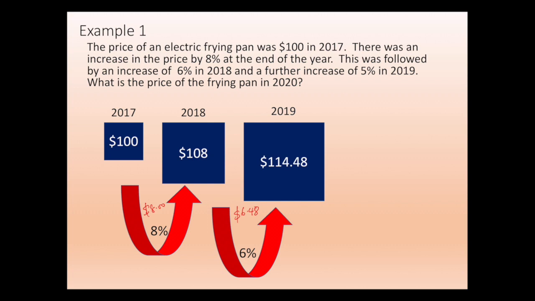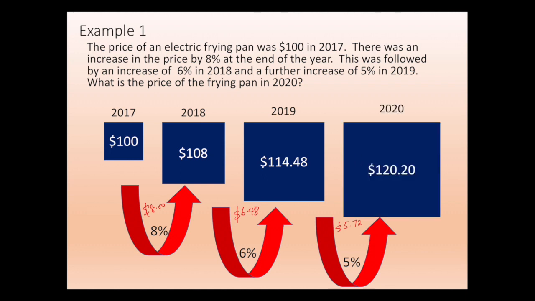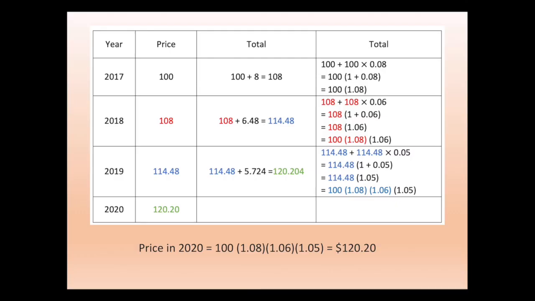Now, at the end of 2019, the shopkeeper decided to put it up by 5% again. And here, 5% of 114.48 is actually $5.72, or actually 5.724. So the price of the frying pan in 2020 would be 114.48 plus 5.724.